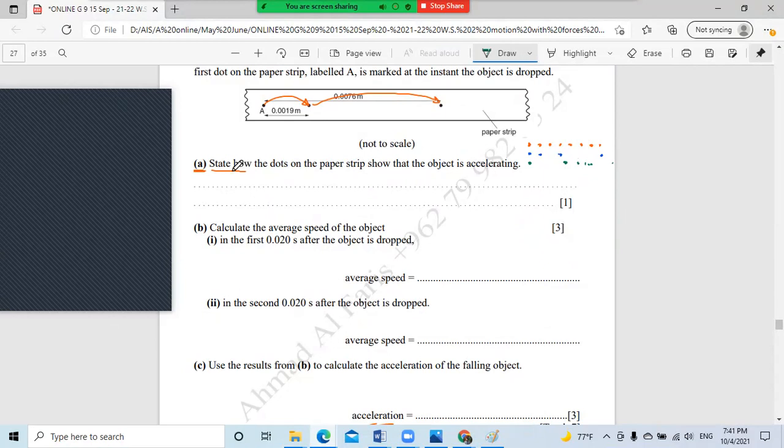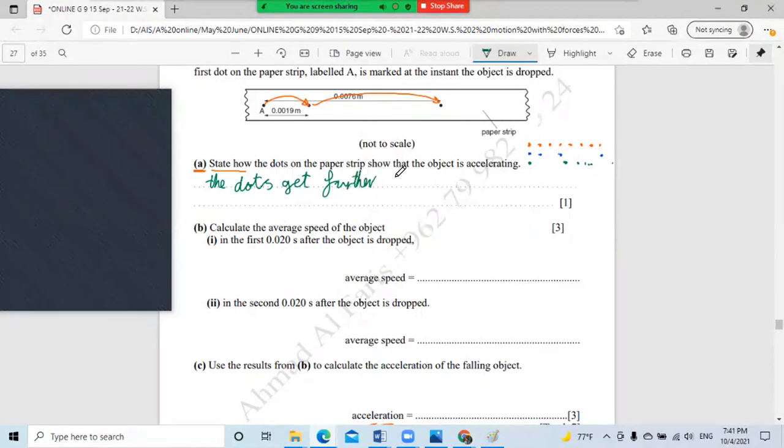So here, what we are going to say: the dots get further, so the speed increases. Thank you Elif.